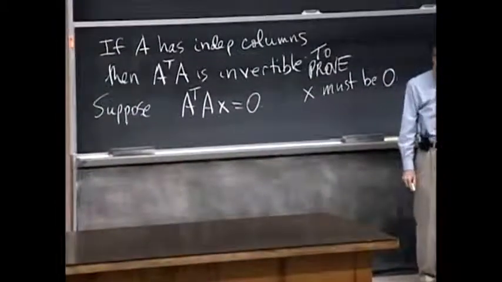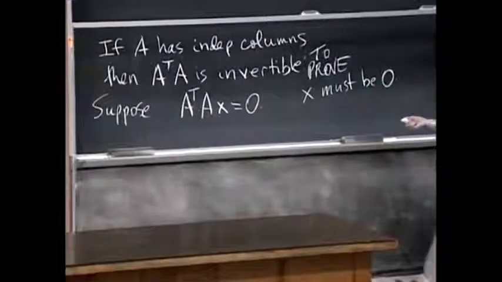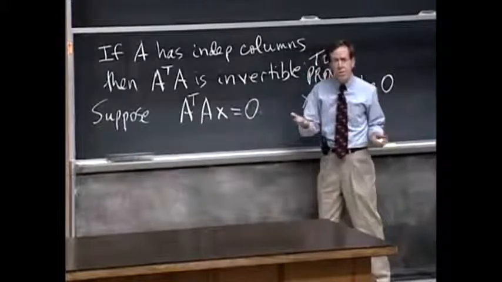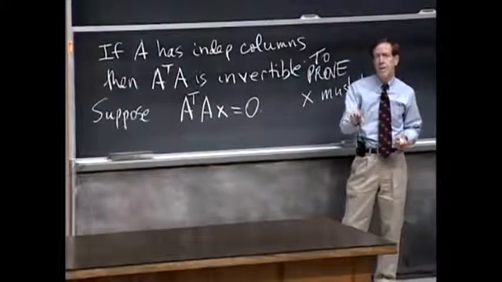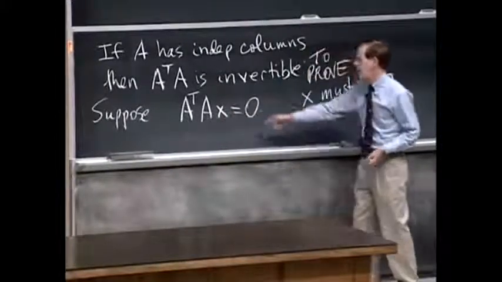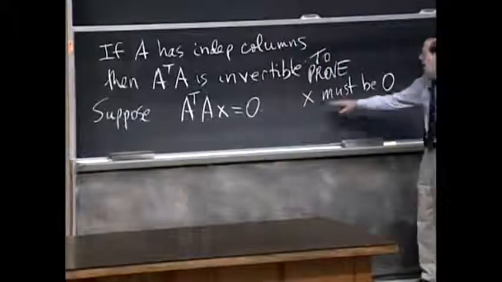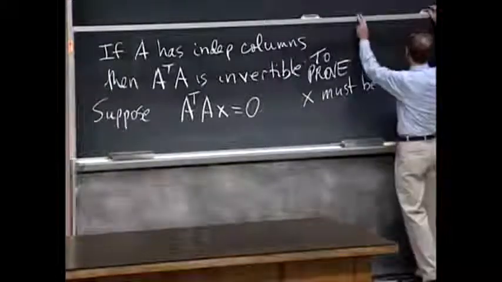Is that right? That's what we worked on in the previous chapter to understand: that a matrix is invertible when its null space is only the 0 vector. So that's what I want to show. If A transpose A X is 0, how come X must be 0? What's going to be the reasoning?